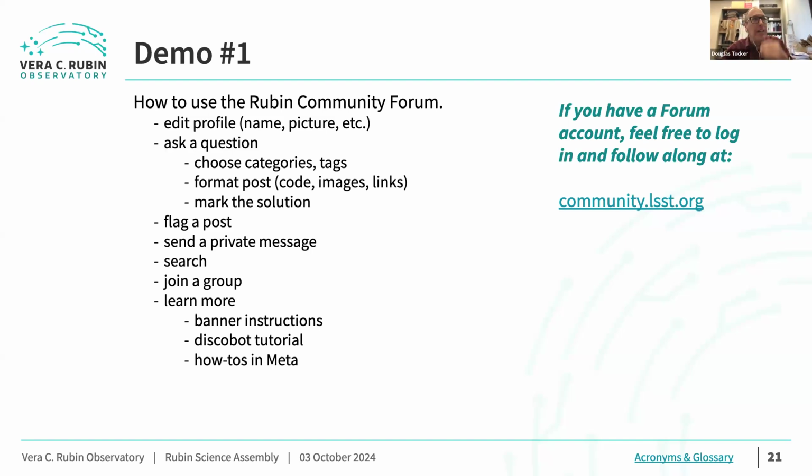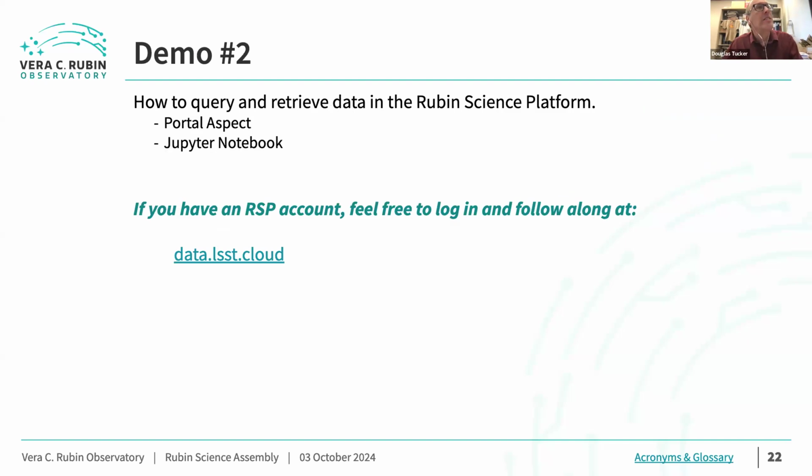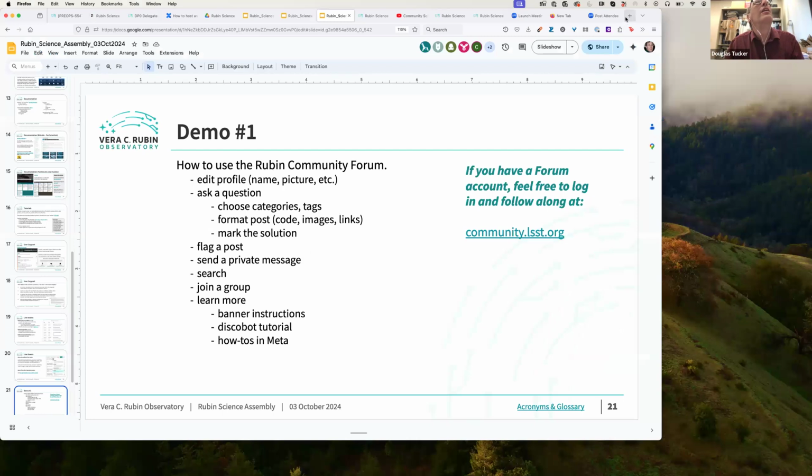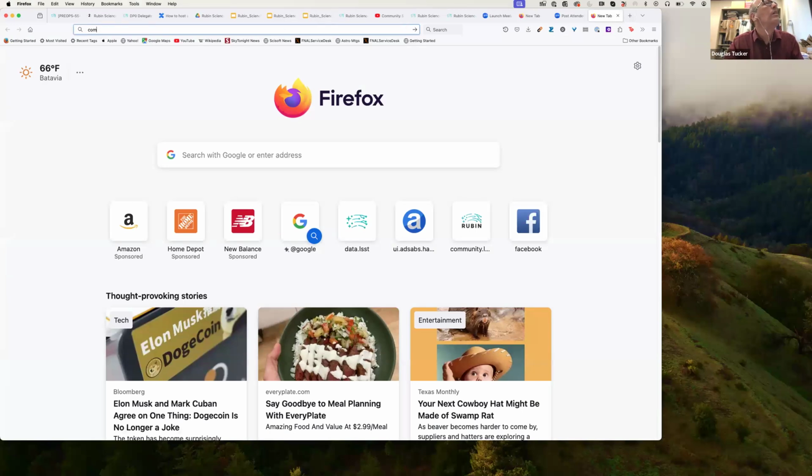All right. Well, let me show a demo of the community forum, and I'll see if I can remember to do all these things: asking a question, flagging a post, sending a private message, searching, joining a group, etc. If you want to, on your web browser, go to community.lsst.org, and okay, let me escape from here, and I will go to community.lsst.org.